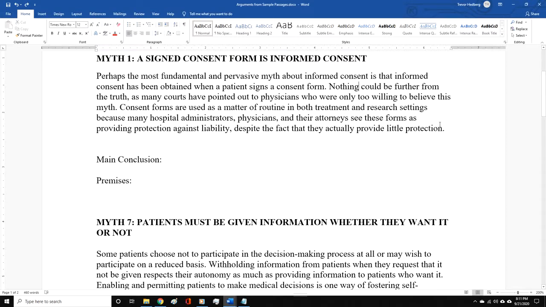Consent forms are used as a matter of routine in both treatment and research settings because hospital administrators, physicians, and their attorneys see these forms as providing protection against liability, despite the fact that they actually provide little protection. So in this paragraph, we do have, interestingly, a premise indicator here. This would suggest that in this one sentence, we have this idea being expressed as a conclusion and this idea being expressed as a premise that supports this conclusion. Now, this is very common in complex philosophical articles. You will have potentially multiple conclusions in the same passage.